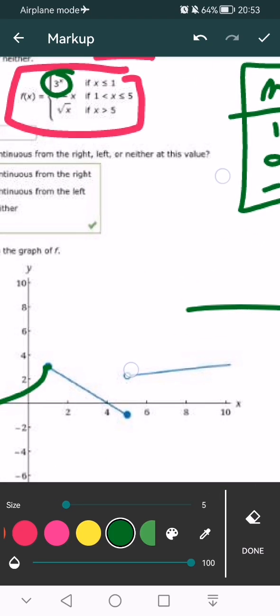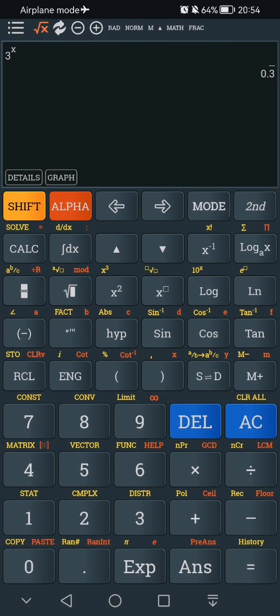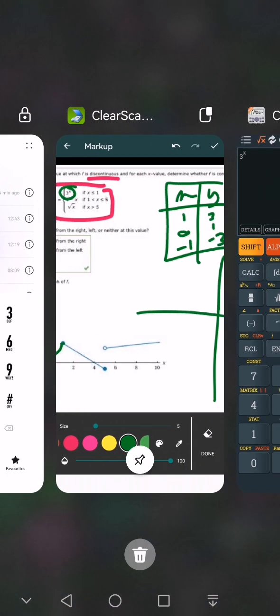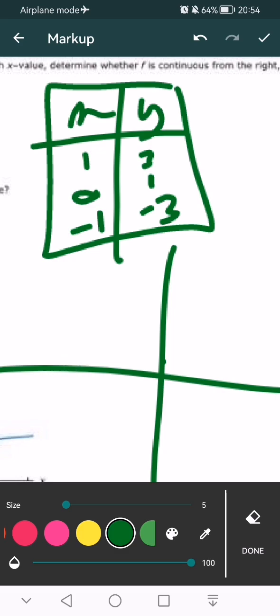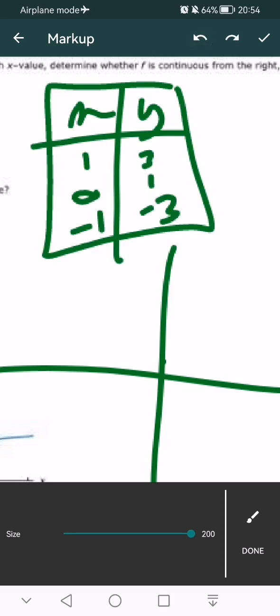Minus 1 will be, let us take it here, 3 to the power x, it is minus 1, it will be 1 over 3. Okay, 1 over 3, so it is 0.333, not minus 3. Okay, 0.333. المسح كله. Okay, 0.333 هني ها.